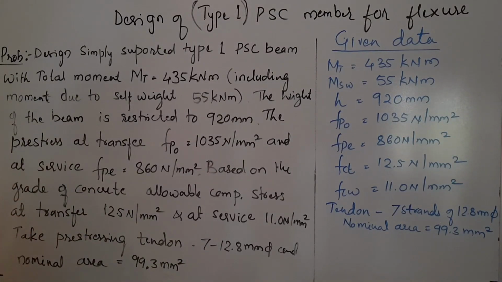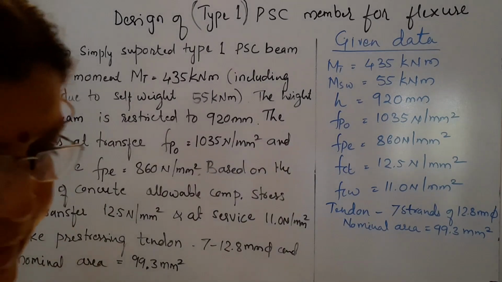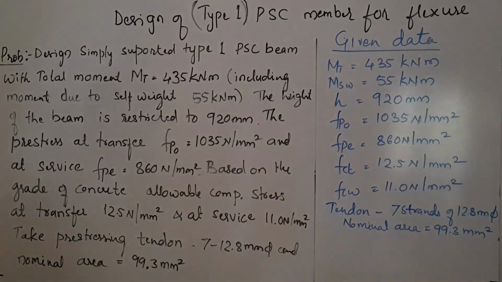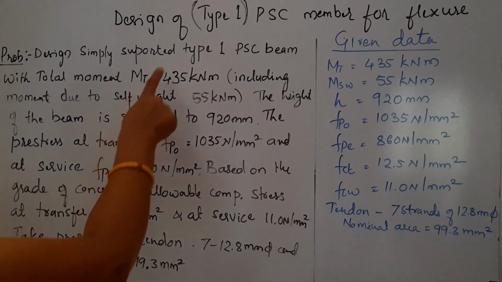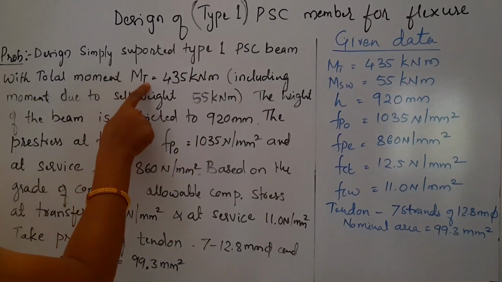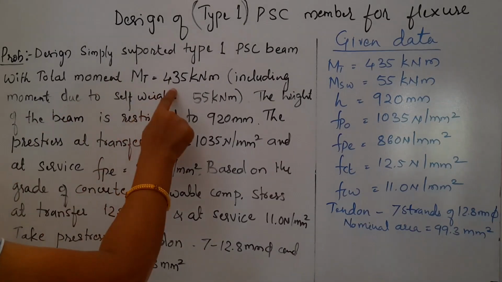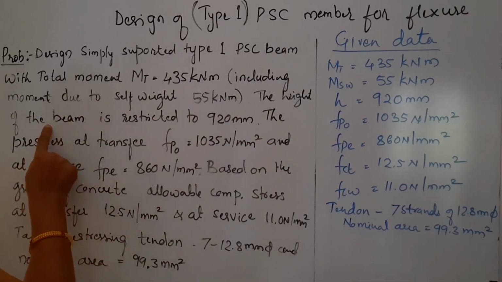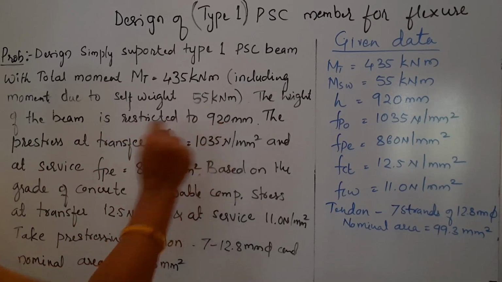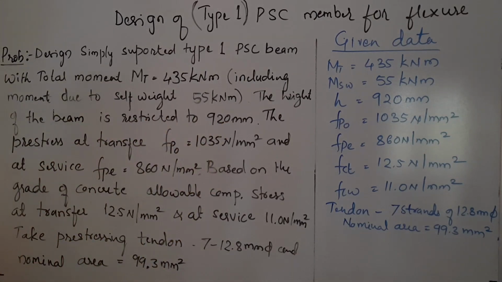This video covers the design of pre-stressed concrete members for flexure. Here we are selecting the type 1 member as per the syllabus. Design a simply supported PSC beam with total moment MT of 435 kN-m including self-weight moment. The height of the beam is restricted to 920 mm. Here it is given, or otherwise we have to take trial values.